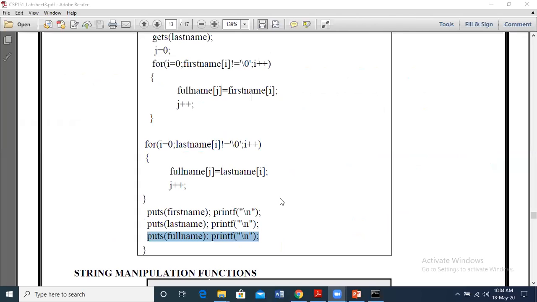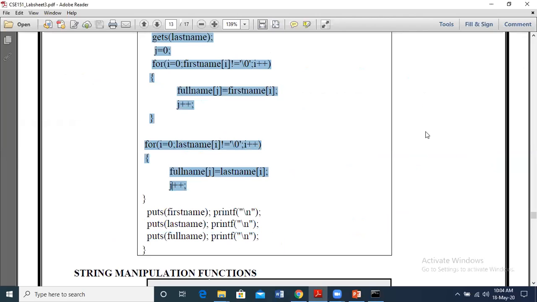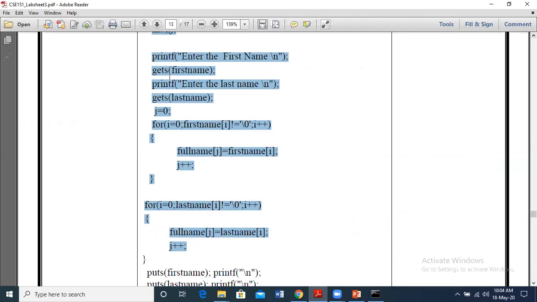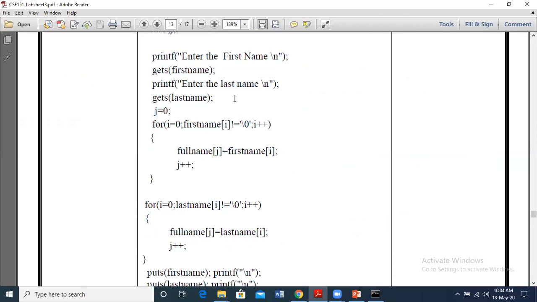Now this, as you see, the entire program can be replaced by just one line. That is a string manipulation function. For example, we take input for first name and last name, and this whole thing starting from j equal to 0 up to here is for concatenating. So we have so many lines of code, it can be replaced by just a single line, right?